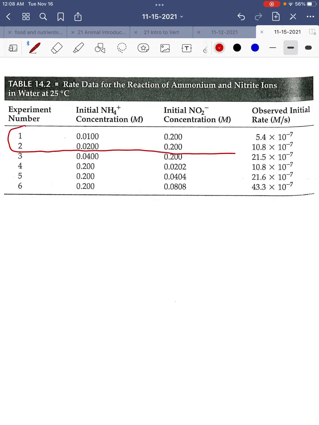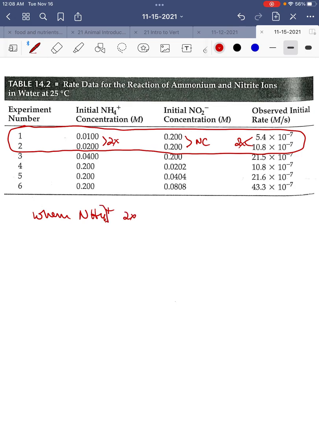If I'm looking at 1 and 2, you will notice that when the NH4 concentration doubles, as the NO2 concentration stays the same, the rate doubles. So when the NH4 concentration doubles, the rate also doubles.